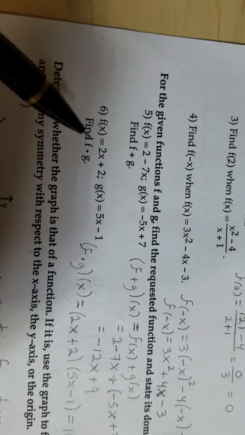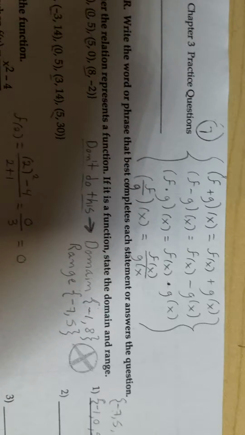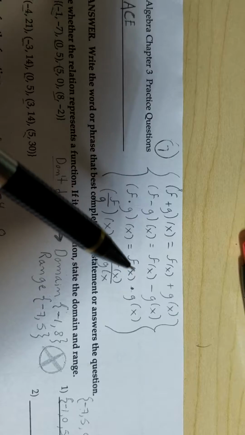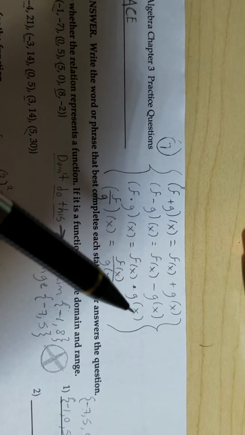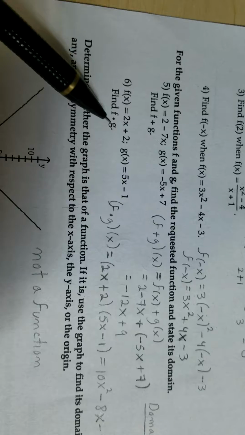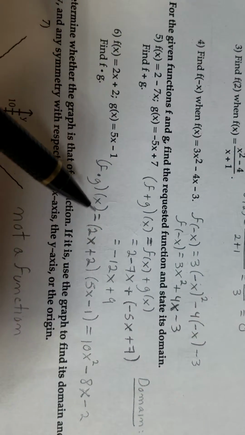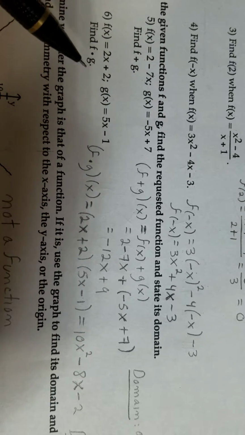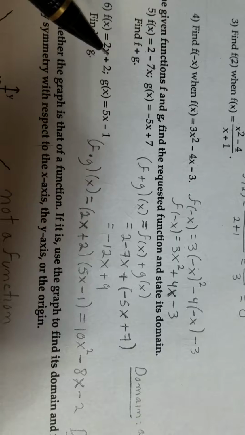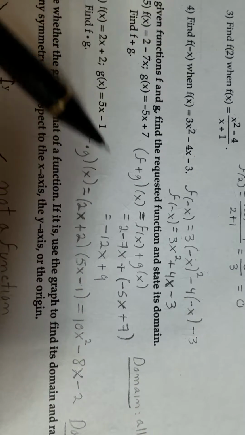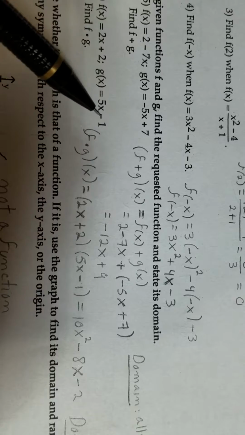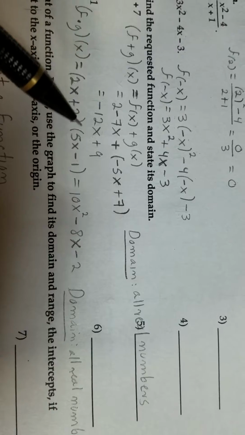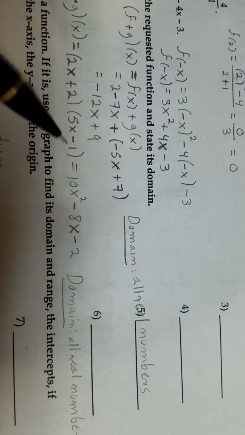For number 6, it will now be f times g. So going back here, this is how you set it up. F times g of x is the same as f of x times g of x. So all you have to do is take this expression here, write it here, and then times g of x, which is 5x minus 1. You set it equal, and then all you have to do is FOIL it, and you get this at the end.